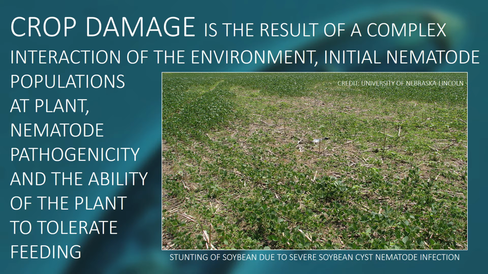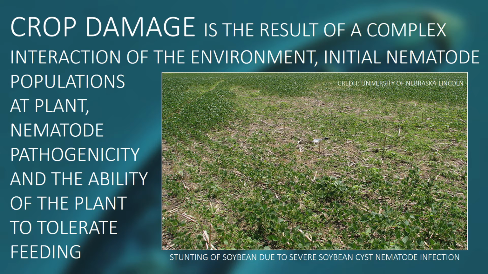Crop damage is the result of a complex of the environment, the initial nematode populations at planting, nematode pathogenicity, which means how much pathogenicity do they have in them? Are they stronger than the others? And then also the ability of the plant to tolerate the feeding. That's the biggest thing here. If you have healthy, happy plants, they are generally able to tolerate more nematode feeding. However, that does not mean the damage has not been done.